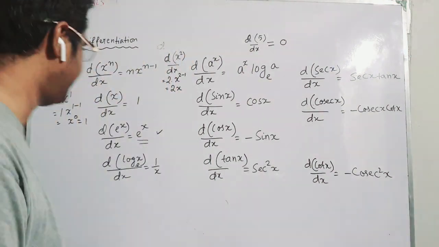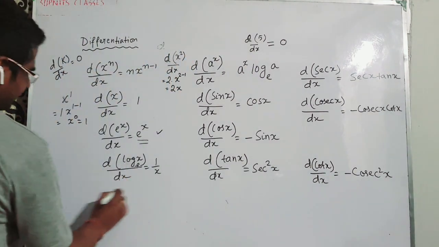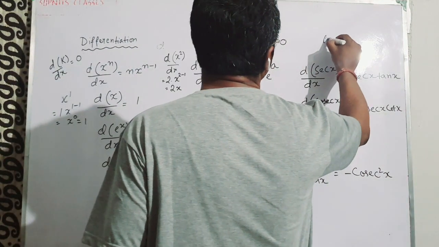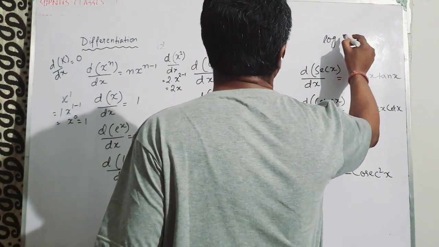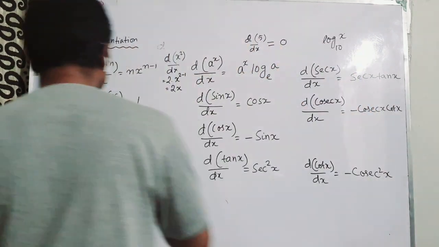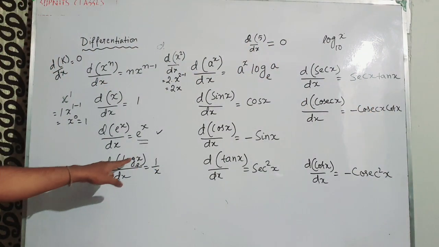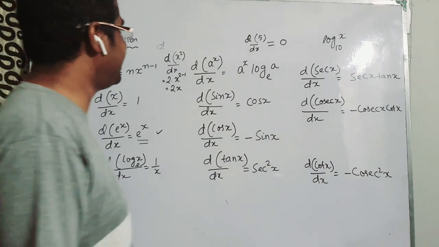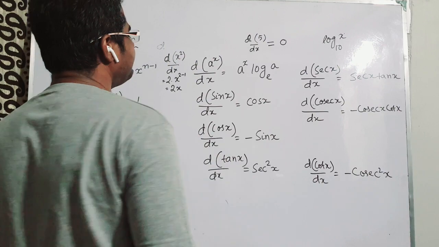This is e. I'll show you an important example later on. If I differentiate log x base 10, the answer will be something different. This is log x base e. Remember, this is natural logarithm. Okay, clear guys, this one?